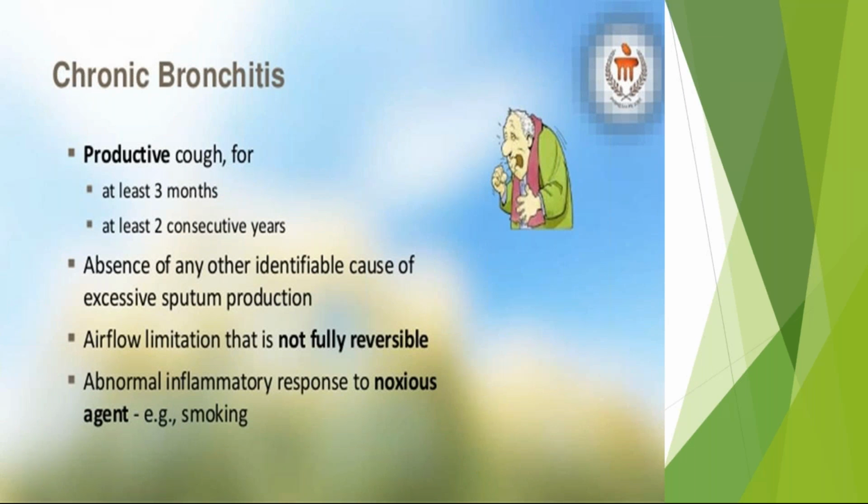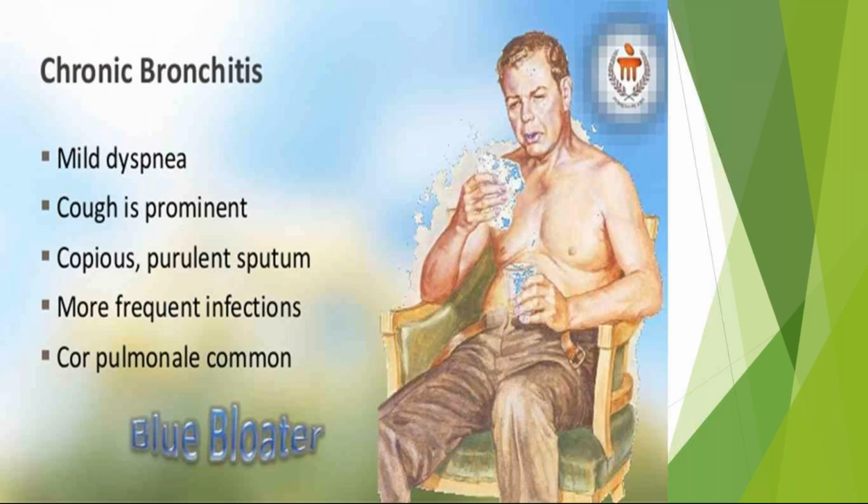Chronic bronchitis is defined as productive cough, and it should meet the following criteria: at least 3 months for 2 consecutive years, without any identifiable cause for excessive sputum production, and the airflow limitation is not fully reversible. Causes include smoking and noxious stimuli. Patients with chronic bronchitis are known as blue bloaters, where they have mild dyspnea and cough is the predominant symptom, with copious and purulent sputum, more frequent infections, and these patients are more prone to cor pulmonale.